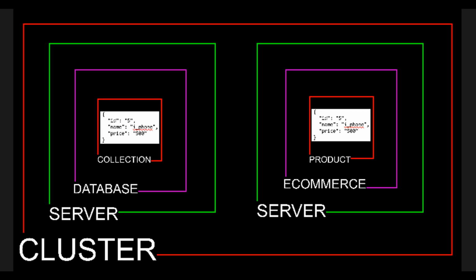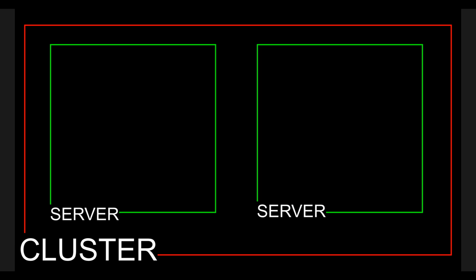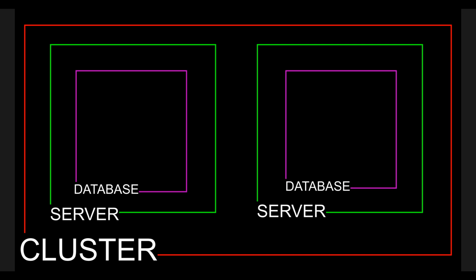Now, let's quickly understand the MongoDB basic structure. First of all, we have a cluster. Cluster is the highest level. It could be a single server or a group of servers working together. Next one is database. Inside a cluster, you can have multiple databases. Each database is like a separate project, for example, a database called e-commerce.